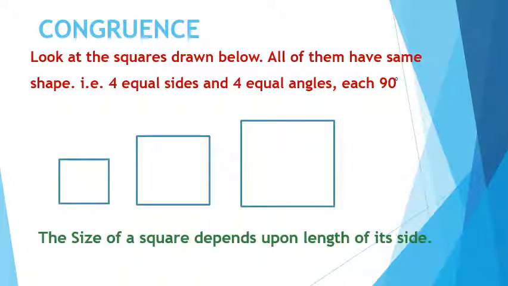First, we can see here there are three squares given. Look at the squares. All of them have the same shape. Same shape means all three squares have four equal sides and four equal angles, and each angle is of 90 degree. So, how are they different from each other? Yes, the length of sides are different in the three squares. So, the size of a square depends upon the length of its side.